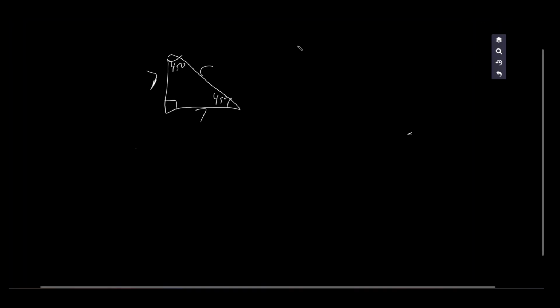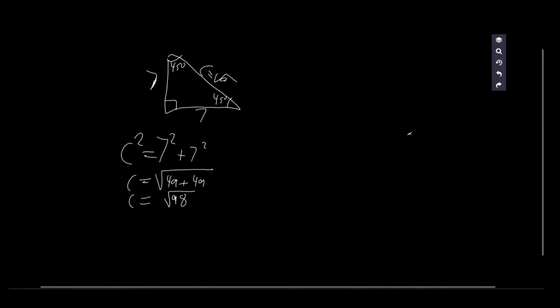Let me just explain that. So, according to the Pythagorean theorem, and if you don't know the Pythagorean theorem, you can look it up on YouTube, c squared equals 7 squared plus 7 squared. Or that c equals the square root of 49, which is 7 squared, plus 49. Or that c equals, let's see, the square root of 98, right? And we can write that here. So c is square root 98.